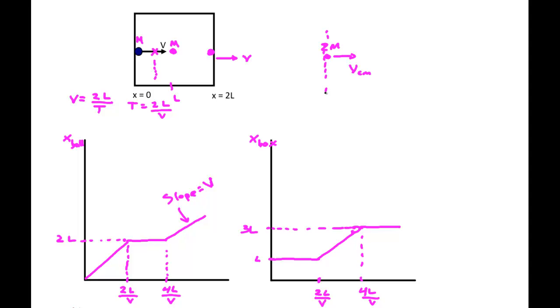located at L over 2 initially, and its total momentum has to stay the same as the total momentum of the individual system. So I have 2 times the mass, that being the mass of the ball, times the center mass velocity, has to equal the momentum of the individual parts. This was m times v plus m times 0. So 2m v center mass has to equal mv. I'll kill the m's. So center mass moves at v over 2.